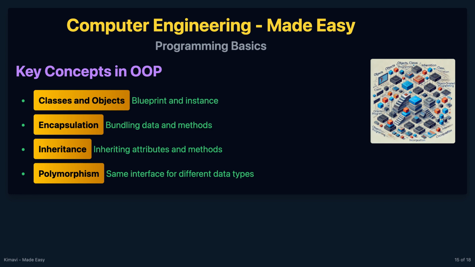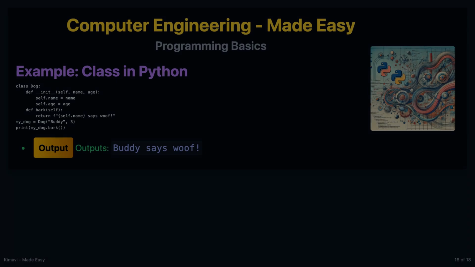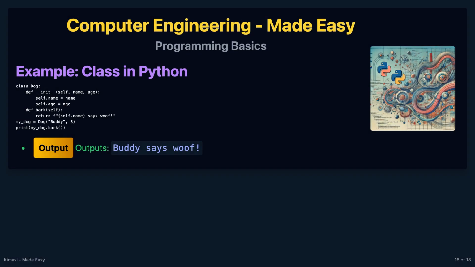Encapsulation is the bundling of data with the methods that operate on that data. Inheritance allows one class to inherit the attributes and methods of another class. Polymorphism is the ability to present the same interface for different data types. Here is an example of a class in Python.